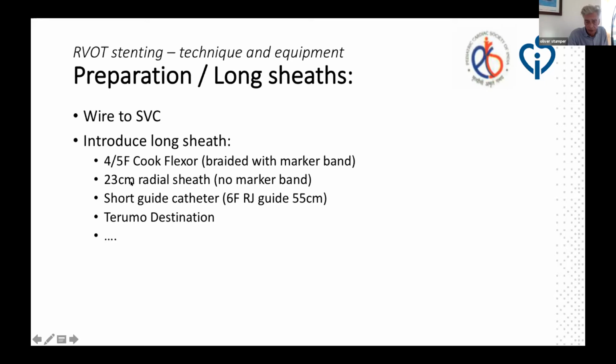Sometimes I use 23 centimeter radial sheath, but the downside of those is that they don't have a marker band. And in some cases, we use a short guide catheter, 6 French RJ, and we can use a 4 French right Judkins through there. Some people use Terumo Destination sheath, whatever you've got, really, and are familiar with.